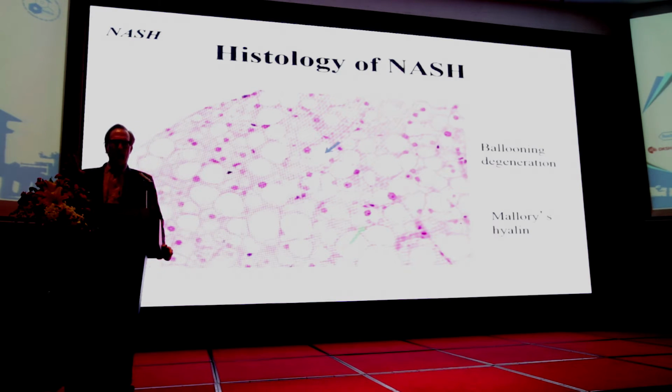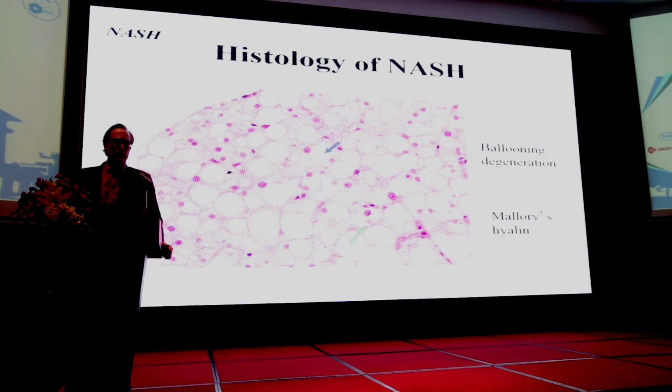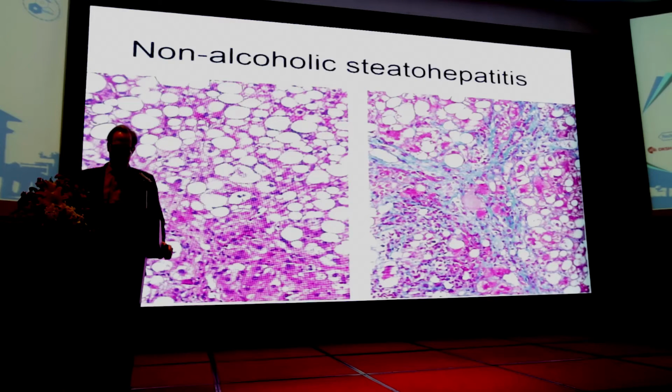Just a little bit more about histology. Mallory-Hyaline is classically described in alcoholic liver disease. If you do a liver biopsy, and your pathologist says you have a Mallory body, you don't necessarily go back and accuse the patient of drinking. You just go back and take a detailed alcohol history. They're not drinking alcohol. This Mallory-Hyaline is due to the NASH, not to alcohol-induced fatty liver.